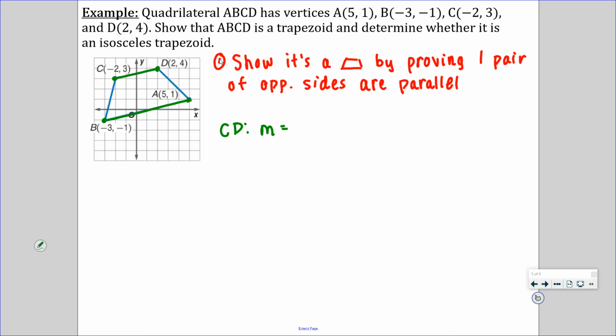Rise over run, I go up 1 over 4 in the positive direction. BA, up 2 over 8, which reduces to 1/4. So are those parallel? Yes, same slope. Okay, let's mark that. These are parallel. So there's me showing it's a trapezoid. I have one pair of parallel sides, and obviously just by using a little common sense, the other sides don't look parallel, so we're good.